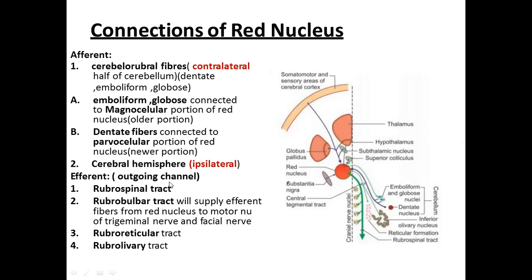Then efferents. Efferents are outgoing channels. That is the rubrospinal tract. You can see here, this is the rubrospinal tract, the green colored one. This is an outgoing channel from the red nucleus. The rubrobulbar tract will supply efferent fibers from the red nucleus to the motor nucleus of the trigeminal nerve and facial nerve. Then the rubroreticular tract and rubro-olivary tract. So these are the outgoing channels from the red nucleus, which are the efferents.